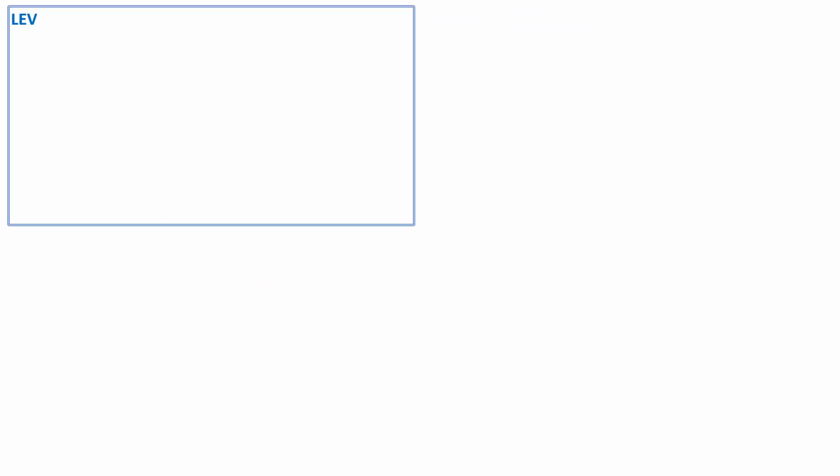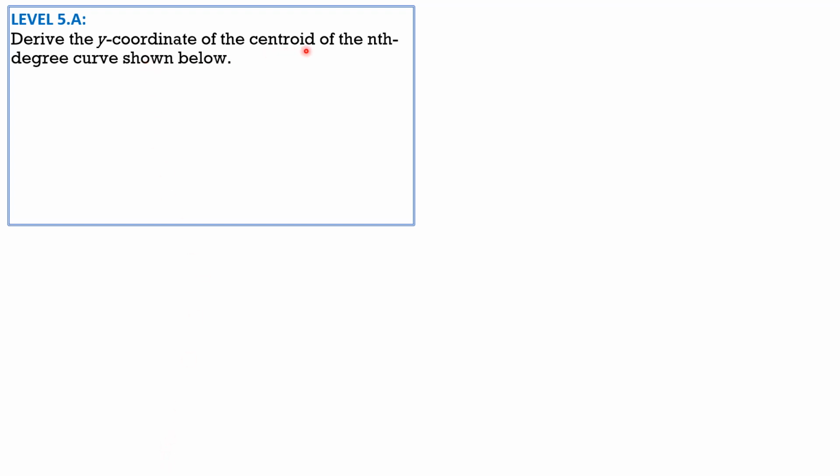So I call this level 5.8: derive the y coordinate of the centroid of the nth degree curve shown below. We already derived the location of the centroid of this nth degree curve from the y-axis, 3/4 of a, 3/4 of b, then from this vertical leg 1/4 of b, or in general b over n plus 2, if you can remember. So b over n plus 2.